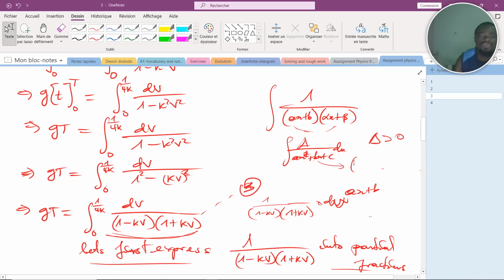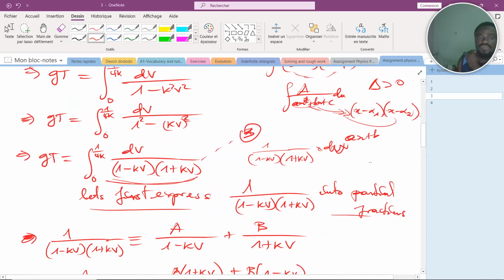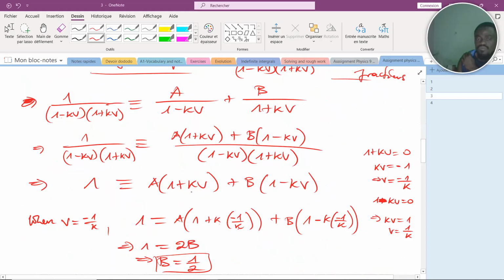So the two real roots will be x minus alpha 1 and x minus alpha 2, the two factors. So this is replaced by this, and you simply express this in partial fractions. That's the same thing here. Is that okay? So to integrate this, we had to first express this, because v is the variable and k is a constant. We have to express this in partial fractions. Is that okay? And there is also a very important thing here. You have to know, don't be confused.